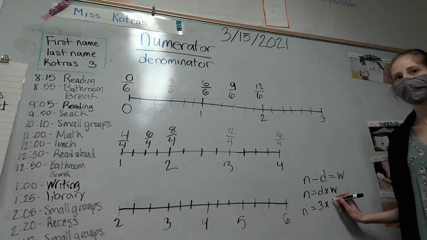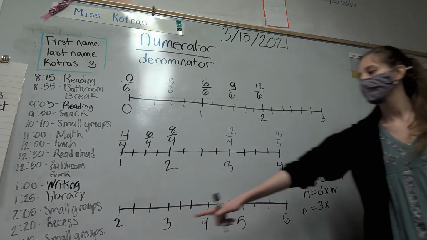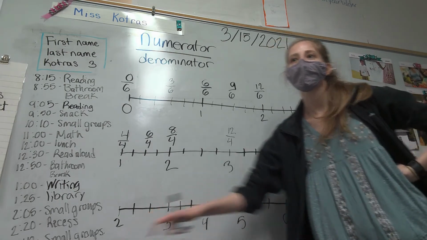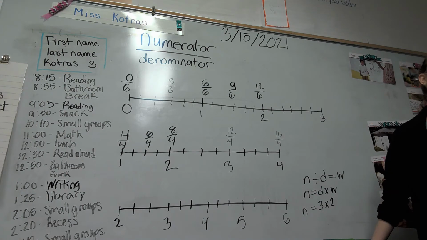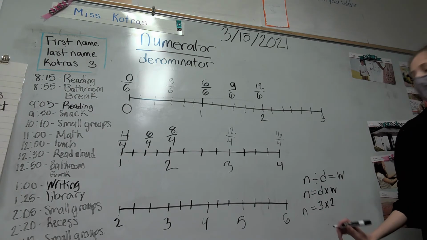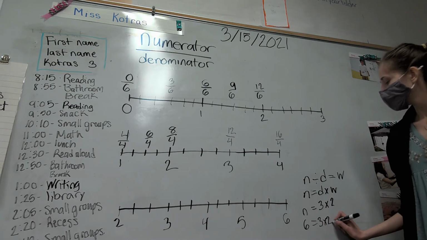What number is our whole number? What number are we trying to find? 3. What whole number are we trying to find? 2. What's 3 times 2? 6. Ricky? 6. So our numerator is 6. 6 over 3. So that makes kind of sense.